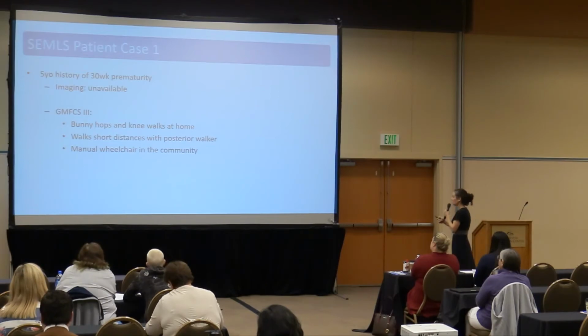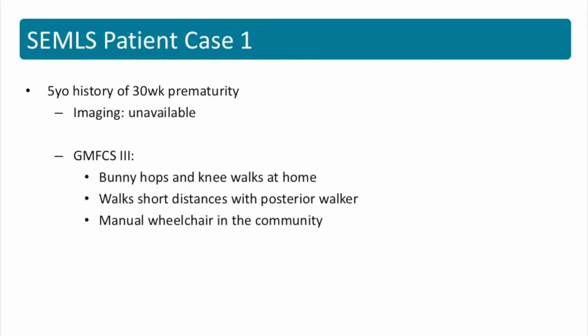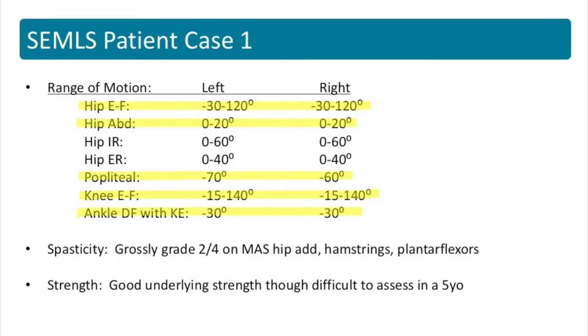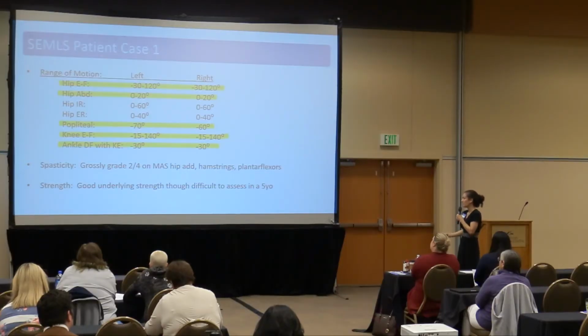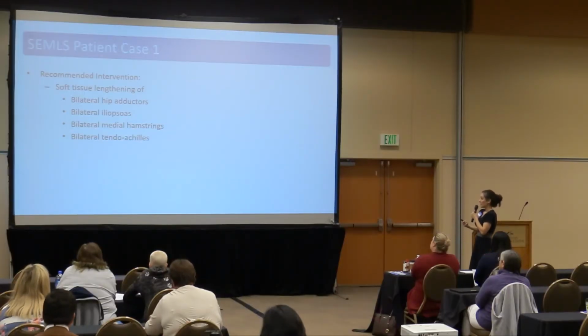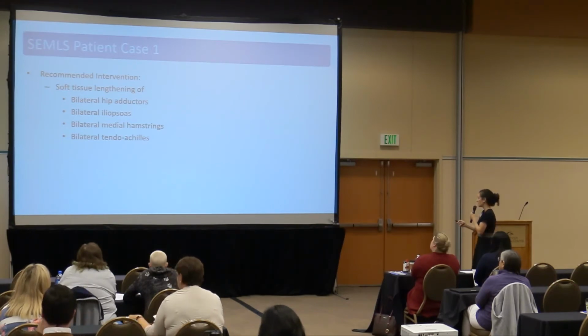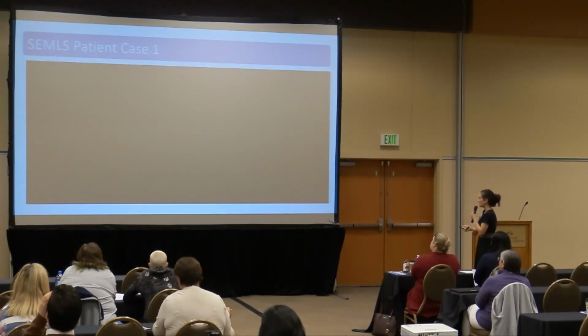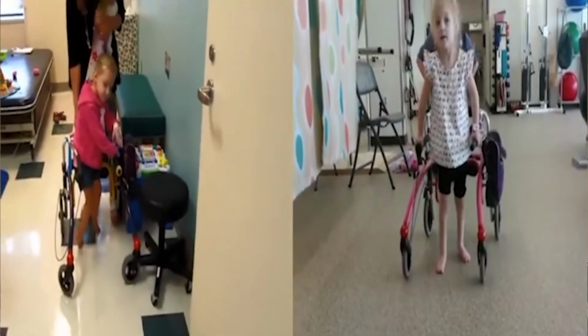All right, so we have 2 SEMLS cases. So this is a 5-year-old, 30-week prematurity, GMFCS level 3, similar to the other child who we saw. And for time's sake, I highlighted a lot here, you can see, so lots of contractures in the hip flexors, hip adductors, and the hamstrings. The knee joint, in fact, is also contracted, and the ankles. And so this is a child who had just soft tissue lengthening. So she's 5, remember? And this is the video for her. The pre-op video is on the left, and the post-op video is on the right.